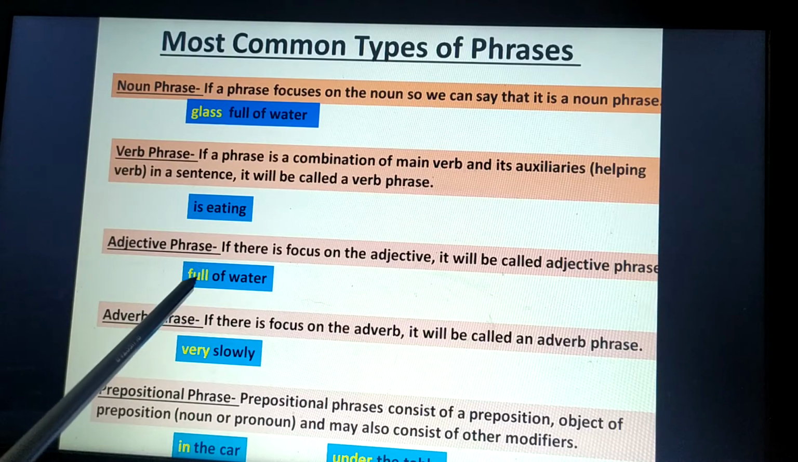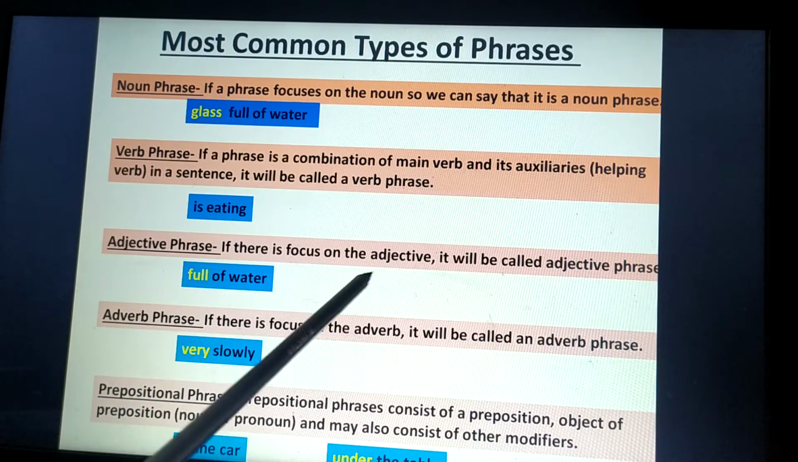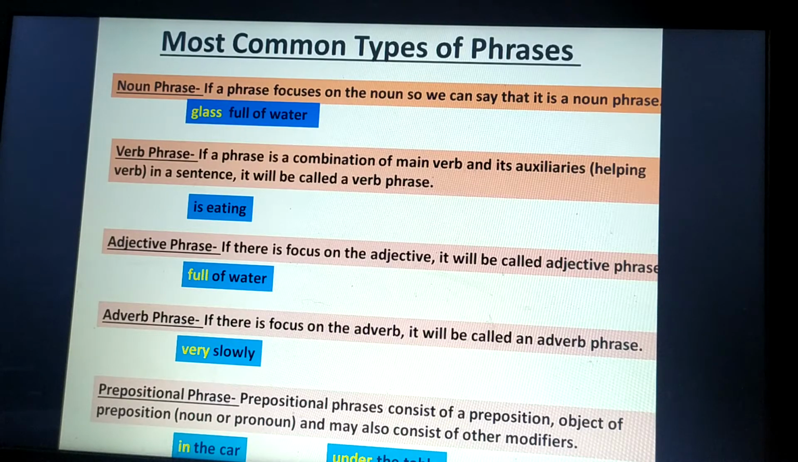Next we have adjective phrase. If there is focus on adjective, it will be called adjective phrase. Like full of water, we are focused here on the adjective which is full, so it will be an adjective phrase. Next we have adverb phrase. If there is focus on adverb, it will be called an adverb phrase. Very slowly, what is the adverb here? Very is the adverb. So here we have focused on very, so it will be called an adverb phrase.